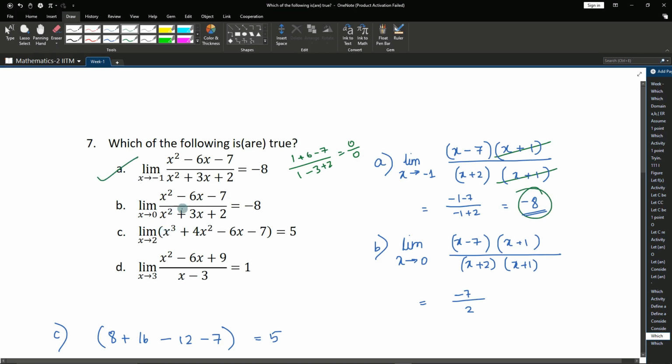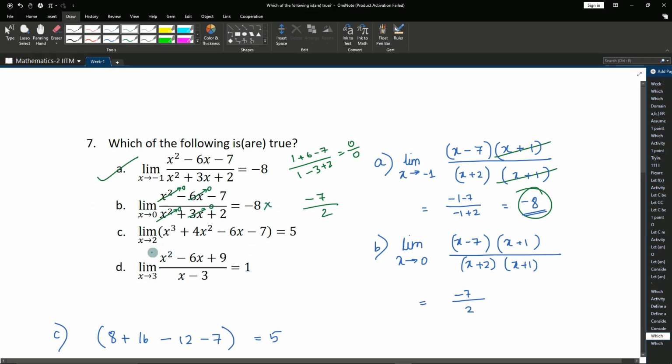So what about the second option? In the second option, if we substitute 0, what will happen? If we substitute 0, we'll have minus 7, right? This will be 0 and this will be 0. What about this one? This will be 0 and this will be 0. We'll have minus 7 by 2, but they have given minus 8, so this option is wrong.